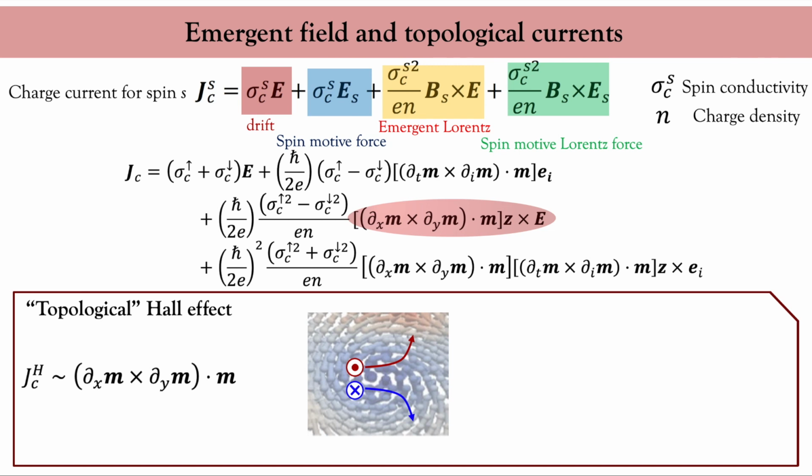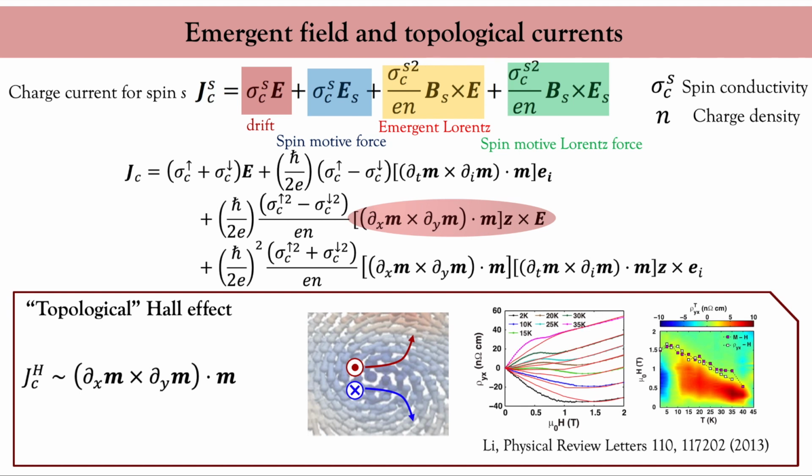You can notice that to obtain the topological Hall effect, you need a certain chirality, otherwise there is no effective Hall current. This effect has been observed in chiral magnets such as manganese silicon and is usually considered as a signature for skyrmions. We'll come back to that in a moment.